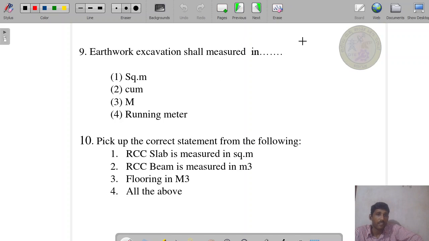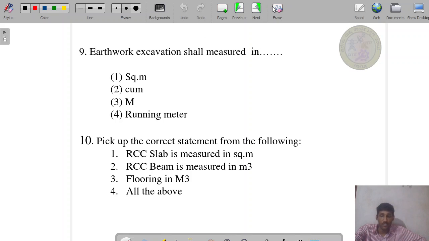Next, question number 9. Earthwork excavation shall be measured in: option number 1, square meter. Option number 2, cubic meter. Option number 3, meter. Option number 4, running meter. Which is the correct answer? Option number 2, cubic meter, is the correct answer.